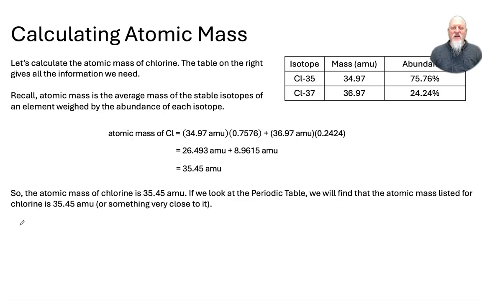To calculate the atomic mass, it's the average mass of all stable isotopes of chlorine. So if I collected all chlorine atoms and took their average mass, that would be the atomic mass. And to calculate the atomic mass, we use both the mass of the isotope and the abundance of the isotope. So we take the mass of the isotope and multiply it by the abundance of the isotope for each of them, and then we add them together.